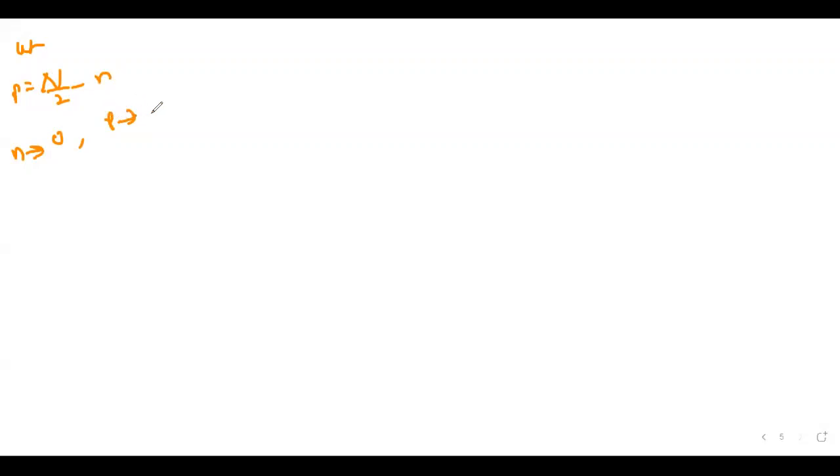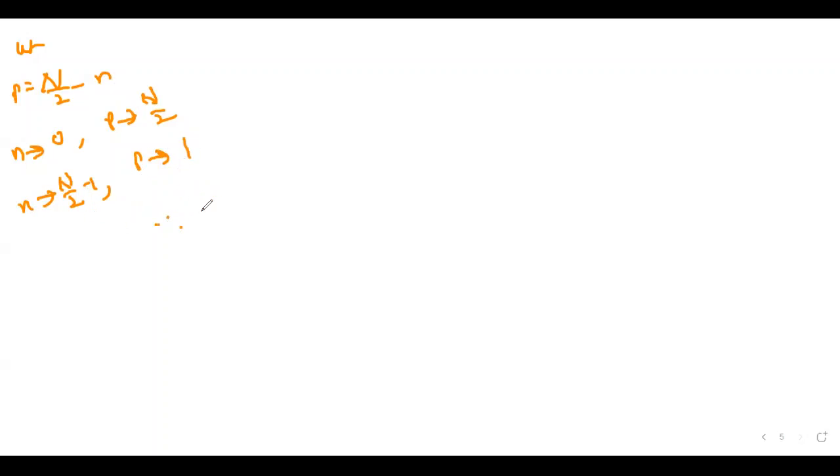Therefore, p is n by 2. Very good. And as n tends to n by 2 minus 1, then p tends to 1. Correct? N by 2, if I place, it will become plus 1.